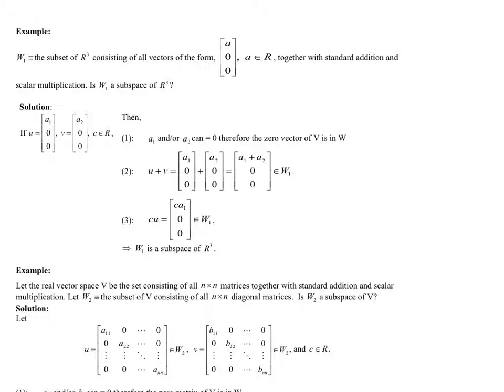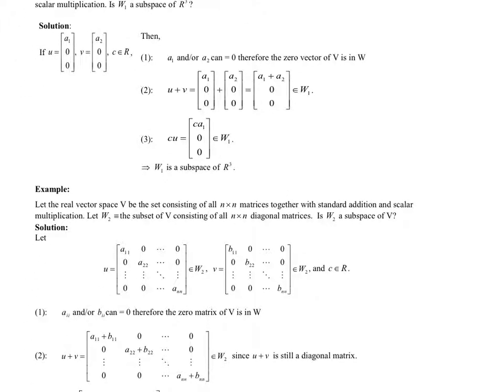All right. So if A1 and A2 can be equal to 0, then the 0 vector is accounted for. If I add these two numbers, assuming that A1 and A2 are some real number, the result will also be a real number. Scalar product, multiply C by U, it's going to be in the set W. There's no reason to think it won't be. So it's pretty vague, but it kind of gets the mechanics of the concept across.